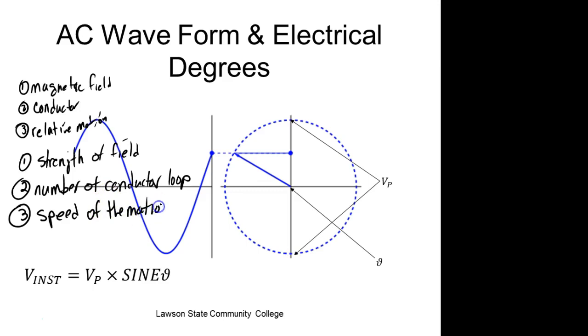The question on the test would be what's required to magnetically produce an EMF? A magnetic field, a conductor, and then relative motion. What do I mean by relative motion? I can keep the magnet stationary and move the loops, or I can keep the loops stationary and move the magnets.